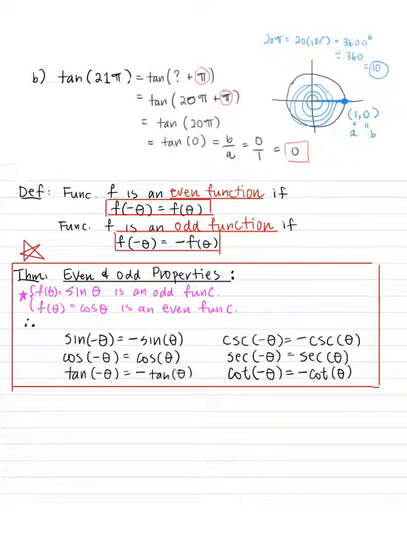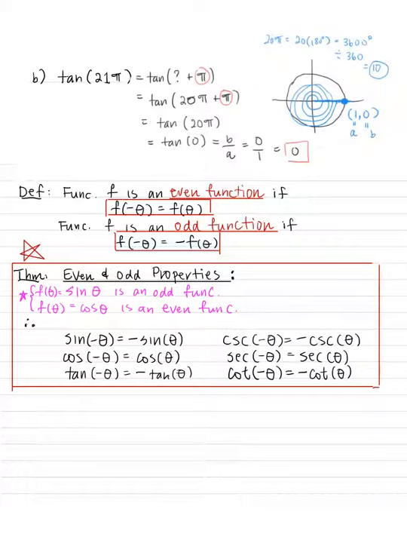Okay, so the next definition is even and odd functions. You might want to memorize this one. The function f is an even function if f of negative theta equals f of theta, and f is odd if f of negative theta equals negative f of theta. Let's look at the theorem, even and odd properties. Sine of negative theta equals negative sine of theta. So basically, sine is an odd function and cosine is an even function.